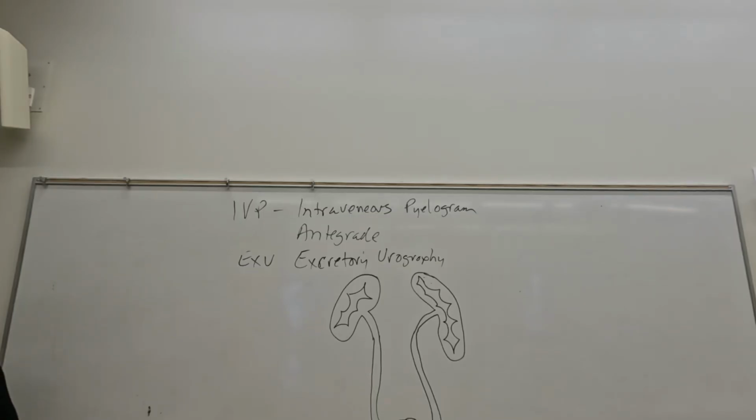So what we would do is we would do a scout image. A scout is just a KUB. See where the kidneys were, see what the kidneys looked like, make sure that you had your centering proper, see if there were any surprises. Sometimes your patient is not real forthcoming with their medical history.